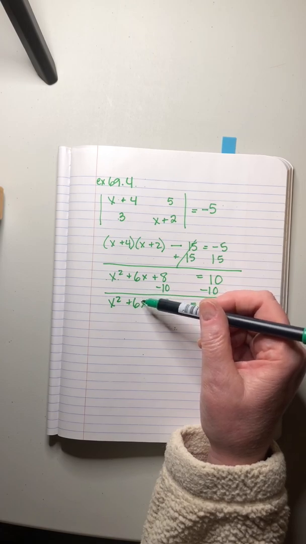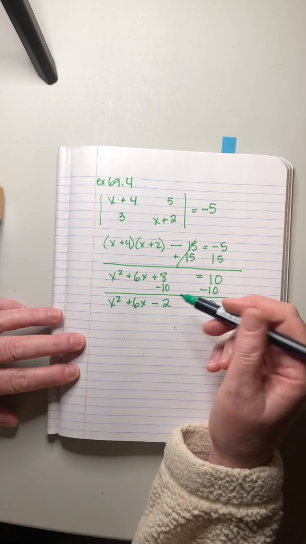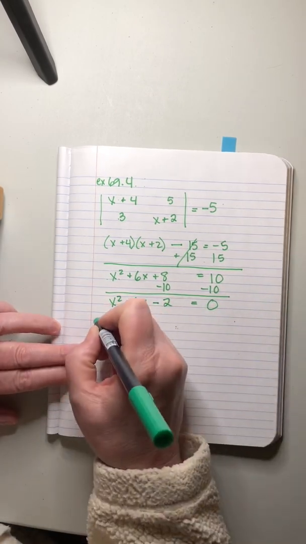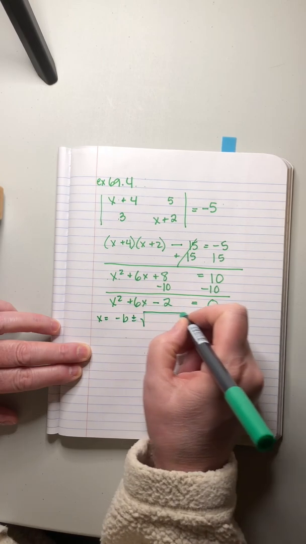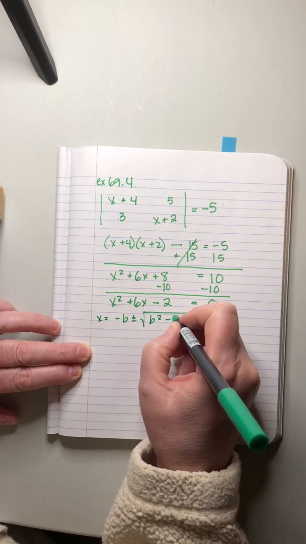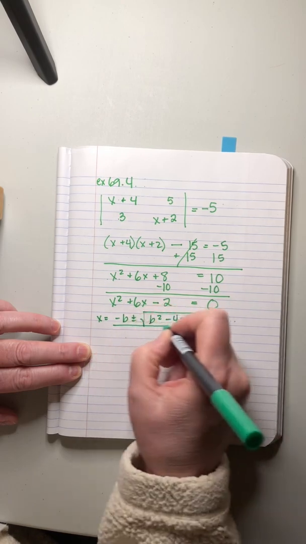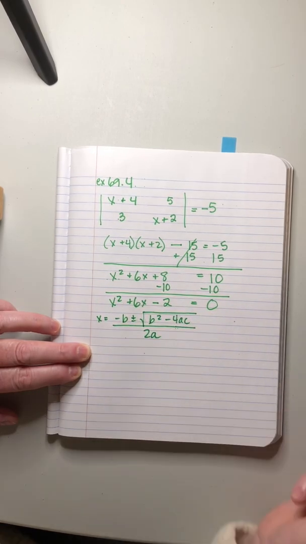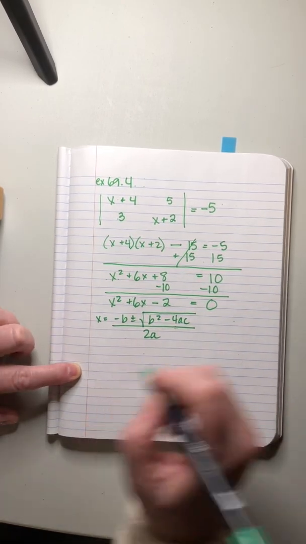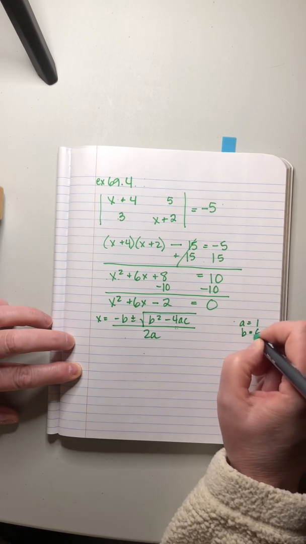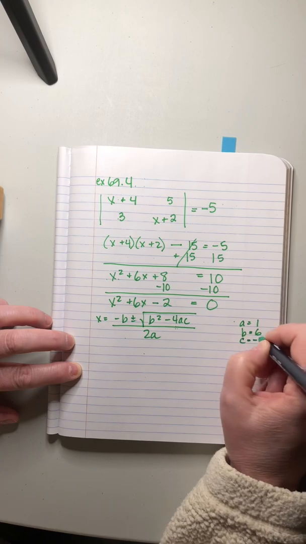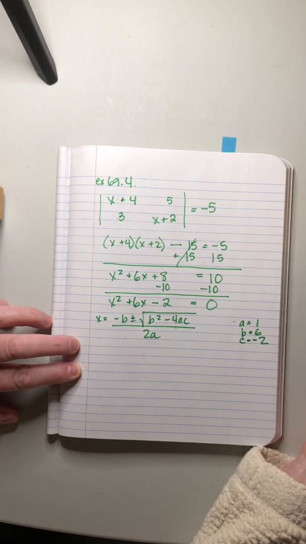All right, let's use Mr. Quaddy because we haven't used him in a while. x equals minus b plus or minus. See if you can do this without me. There's our formula. A is equal to 1, B is equal to 6, C is equal to minus 2. Right? Give you a chance to catch up.